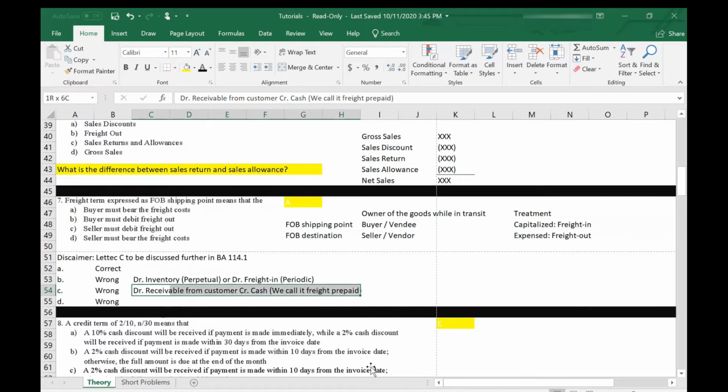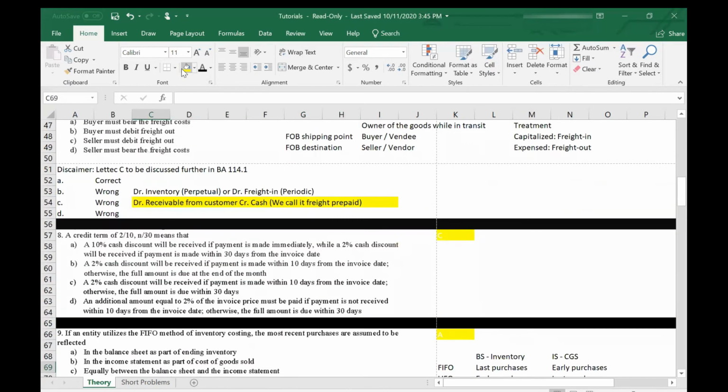So, this item, you just simply ignore it. No? Just simply ignore it. This is just an additional insight, but this should not be covered by your exam because it will be discussed in 114. But this is the accounting for that. It's not freight out, but rather receivable from the customer because legally and technically, it's the buyer rather who should shoulder the freight. Letter D, seller must pay the freight cost. No, it's the buyer who should shoulder the freight cost.